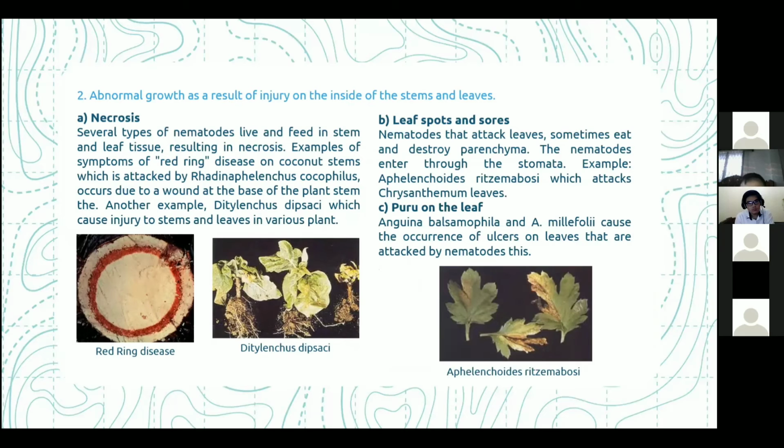Next, symptoms of the stems and leaves. The first one is nematodes attack by Radopholus, which appears as wounds at the back and across the stems and leaf hairs. The second one is spots and sores, from nematodes that attack the parenchyma, for example Aphelenchoides, which attacks chrysanthemum leaf. The third is pustules on the leaf, by Anguina balsamophila, and the last occurrence is caused by nematodes.